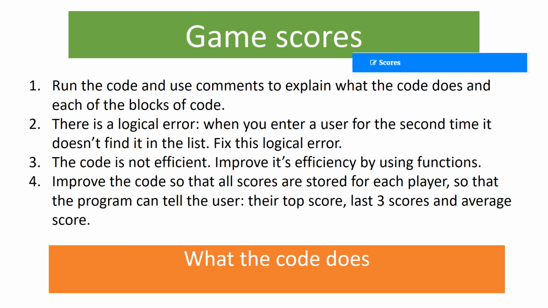And then the code is not efficient. Can you improve its efficiency by using functions? And finally, part 4, improve the code so that all the scores are stored for each player, so that the program can tell the user their top score, their last 3 scores, and their average score.